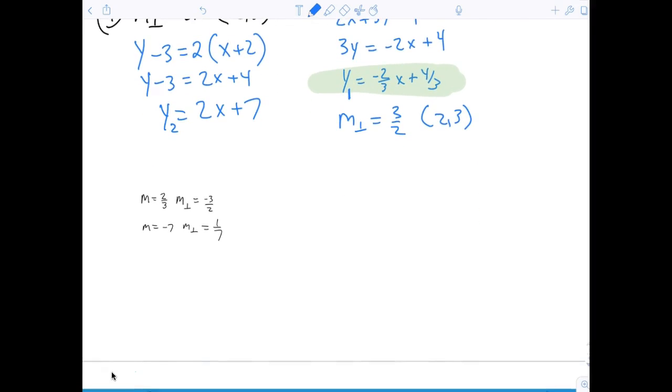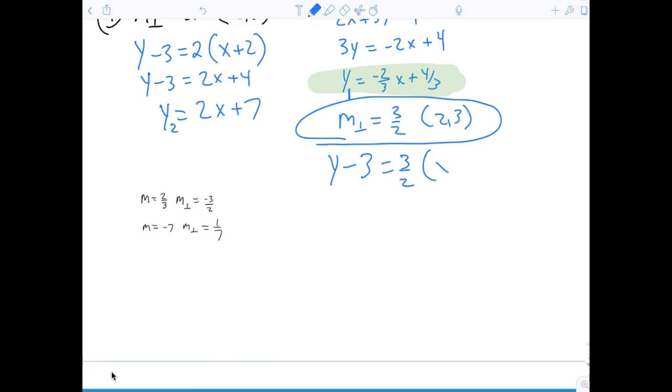Whoa, wait a minute. Slow down. Here's what I got. Point slope. Yeah, point slope. So go. Y minus 3 equals, now it would be 3 over 2. And now it would be in parentheses x minus 2. And there it is. Good right there. So that's the first part of the equation.